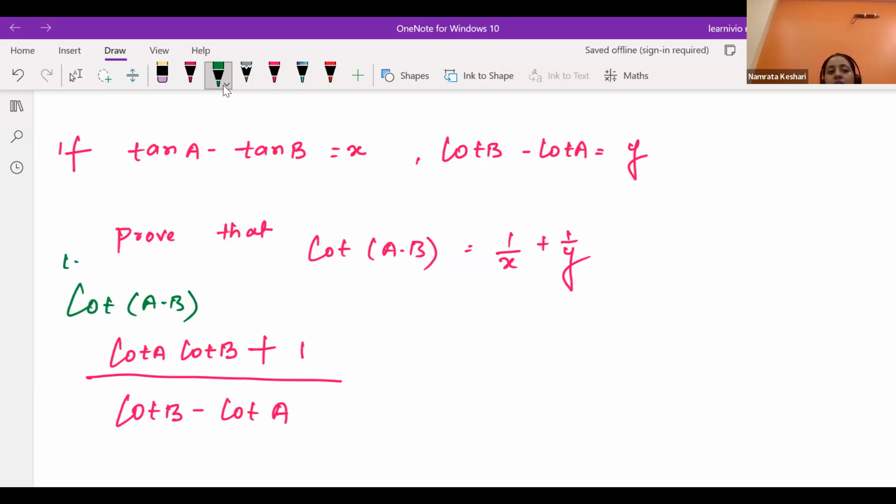Okay, we have just written the formula. Now we will think about how to substitute cot B minus cot A. That is y, so the denominator is just y. Can you say? Yes, ma'am. But the main confusion is the numerator part. In the numerator we have cot A cot B plus 1. What to do over here? Any idea? If we divide or multiply, what can be done?